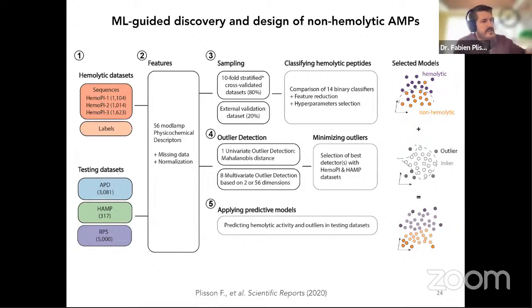And so there are different types of data sets in that case. We also used testing sets. One was the 3,000 peptides from the Antimicrobial Peptide database. Now it's about 3,200, but at the moment of writing or doing these studies, it was around that figure. We also did an external validation using a known data set of hemolytic antimicrobial peptides.